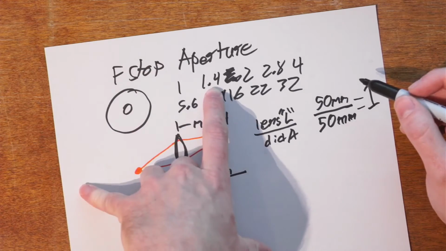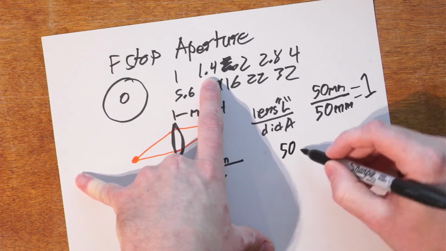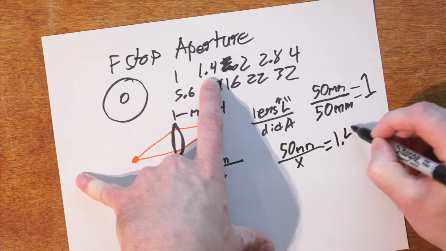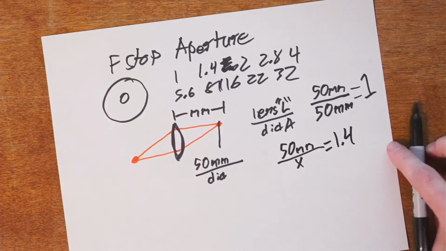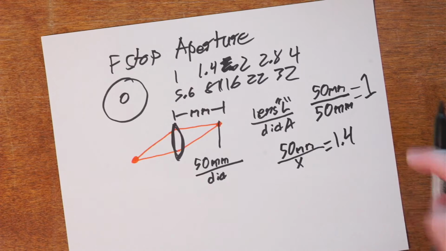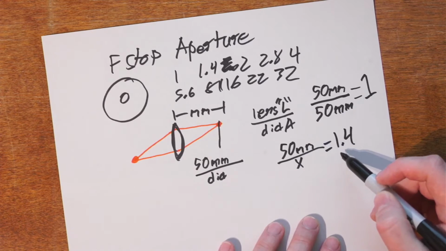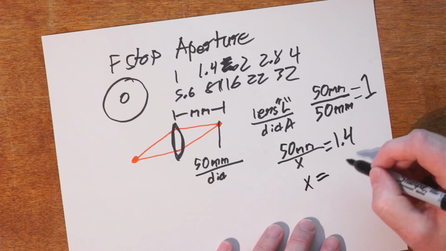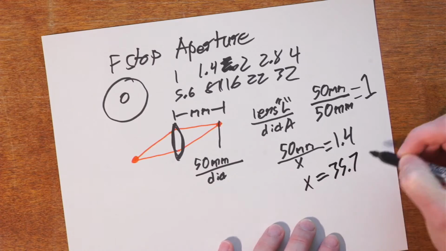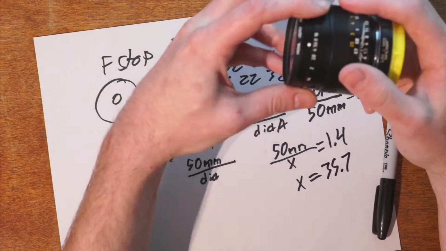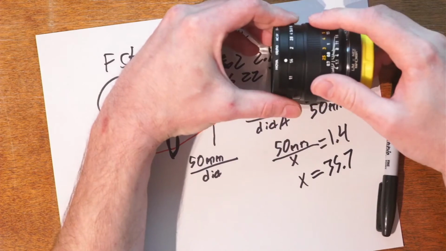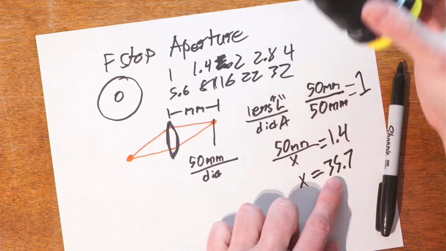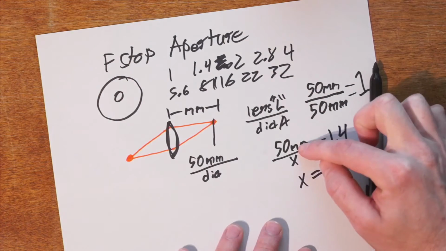To get to f1.4, well, that's going to be weird, right? 50 millimeters over x equals 1.4. I actually have to get out a calculator and do that math. So I do 50 millimeters divided by 1.4, and that gives me a value of x equals 35.7. So if I have a lens that goes to f1.4, that means that the aperture hole is about 35 millimeters for a 50 millimeter lens.